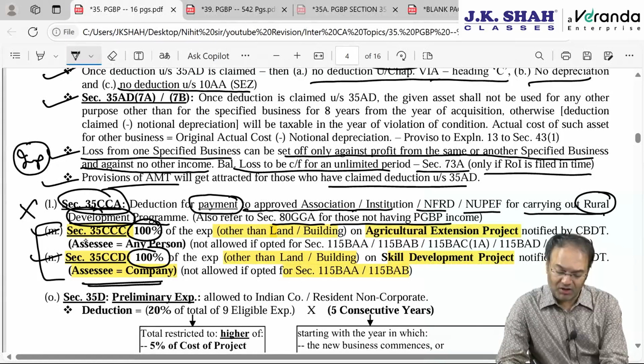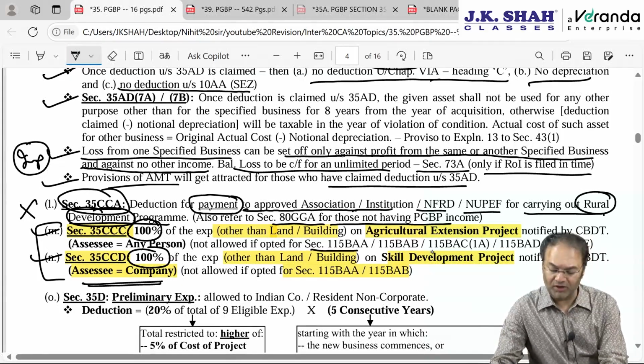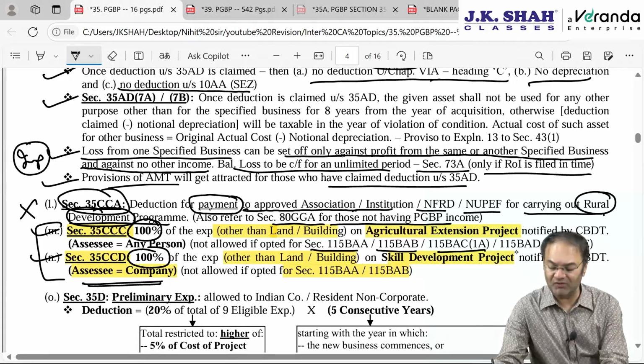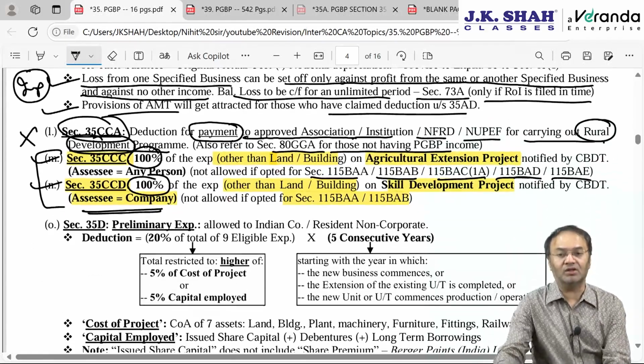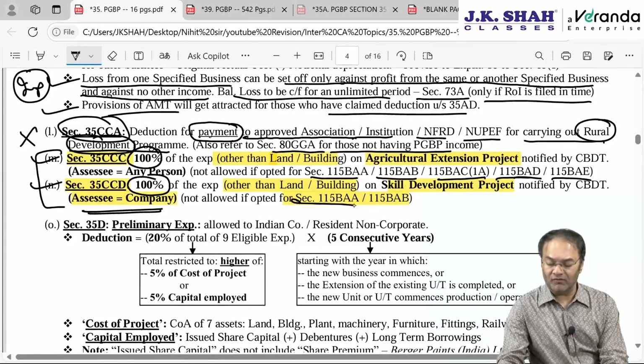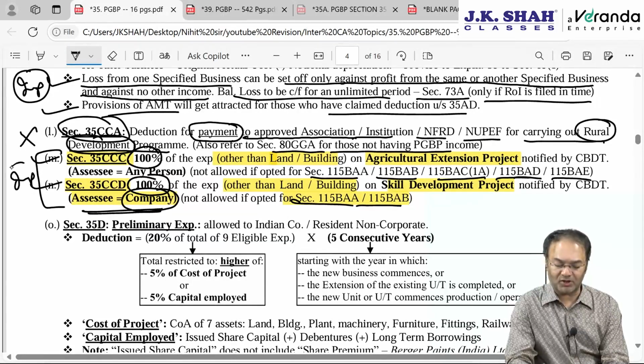However, even 35CCC and CCD, both of them will be disallowed if opting for 115BAA, BAB, BAC 1A, default tax regime, new tax regime. 115BAD, BAE, then deduction not allowed. But here only 115BAA, BAB because it's only for company. These two are important from exam perspective.